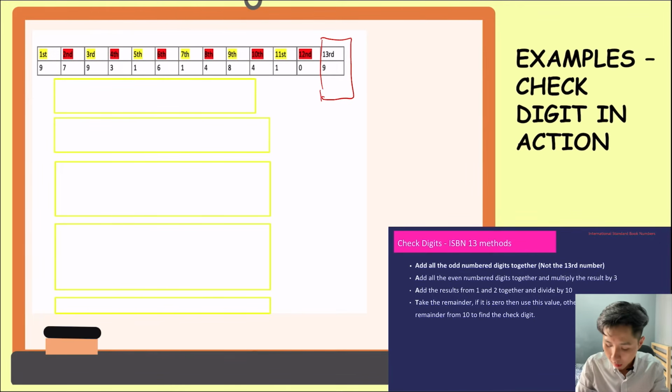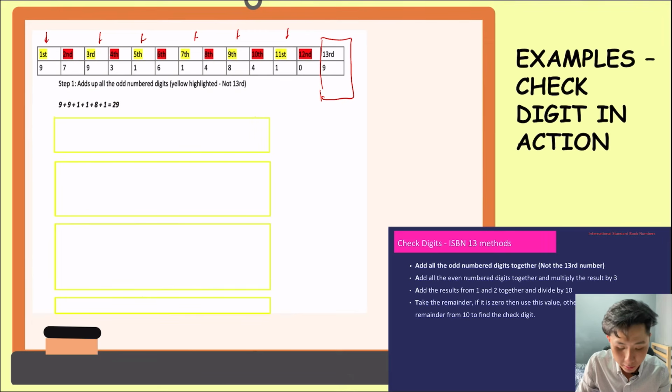Okay? And according to the algorithm, the first step is to add all the odd numbered digits together, which means we add the first digit, third, fifth, 7th, 9th, and 11th digits together. So if we were to do this, we'll have the value of 29.